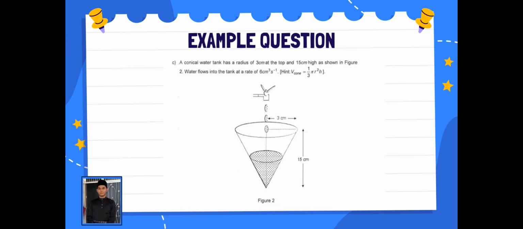There is an example question we will be looking at. Let us read the question. A conical water tank has a radius of 3 cm at the top and is 50 cm high, as shown in figure 2. Water flows into the tank at a rate of 6 cm cubed per second, as shown by this figure. This question will be solved using a video tutorial from HARIZ AFFANDI.